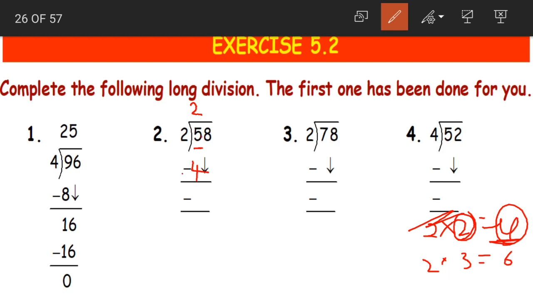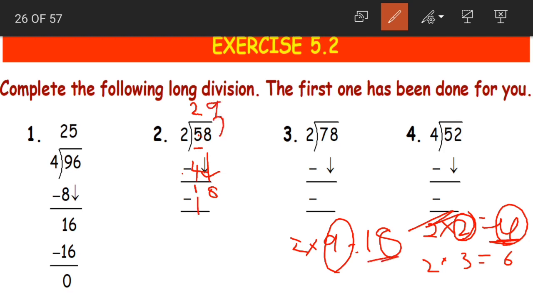Next, what should we do? Subtract. 5 minus 4 is 1. Then we have to bring the 8 down. 1 8 becomes 18. And in 2 table, what do we have, children? 2 9s are 18. So this 9 becomes our quotient, writing just above 8, and then 18 is written below here. When we subtract, 18 minus 18 is 0. Yes, 0 is our remainder. 29 is our quotient.